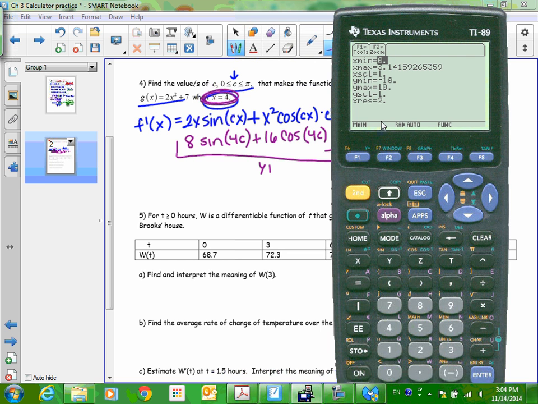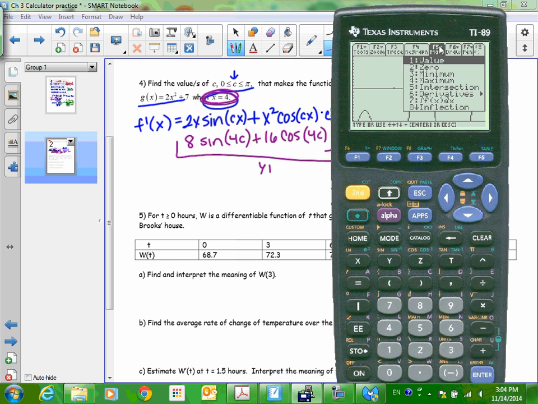Oh, minus 50. Do you have what I have typed into y equals? So you have the minus 16 and everything. Oh, but I have nothing. Okay, that would do it. Wait.